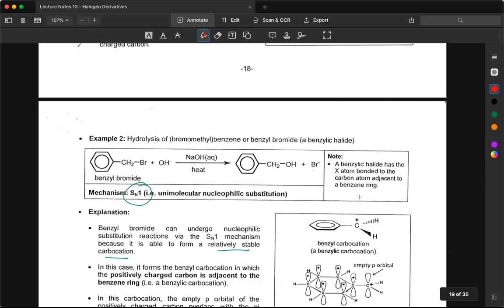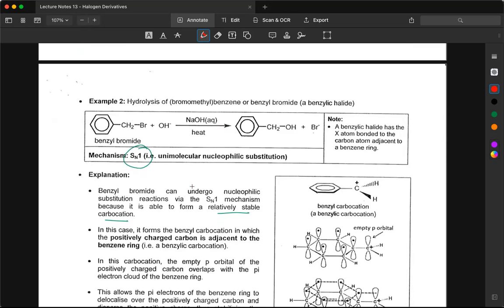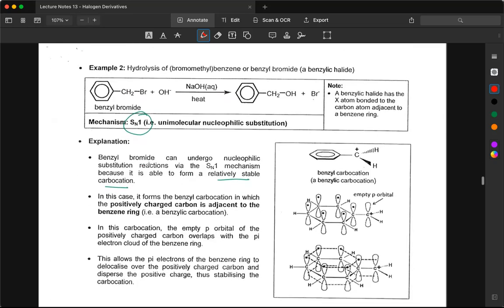Another special case will be the hydrolysis of benzyl bromide. So this is benzyl bromide. You would think that it could be SN2 because this carbon is bonded to 2 H. No, it's SN1 also. Now, what is the reason? Benzyl bromide can undergo the SN1 mechanism because it also forms a relatively stable carbocation.